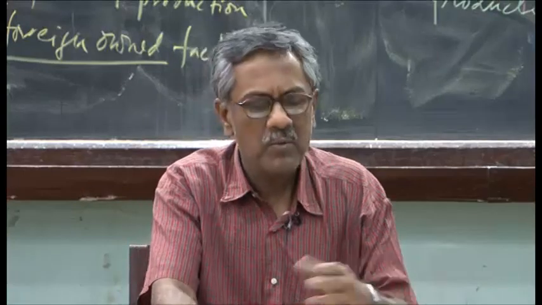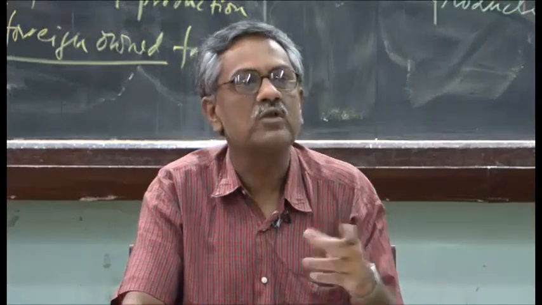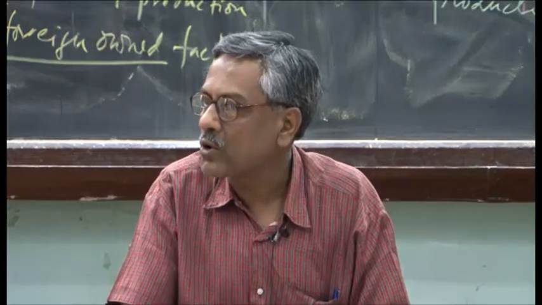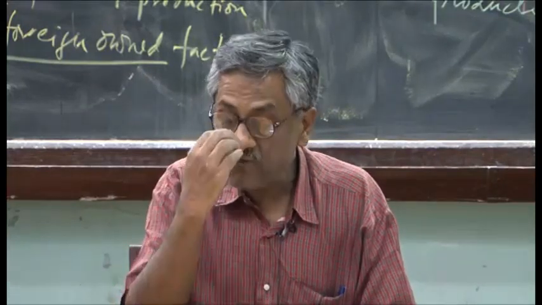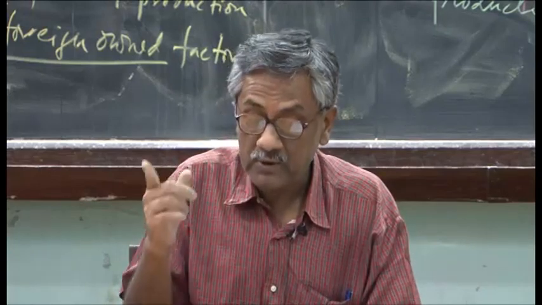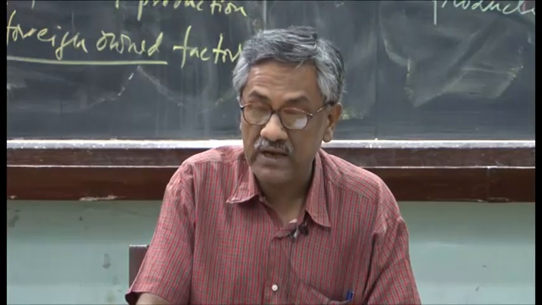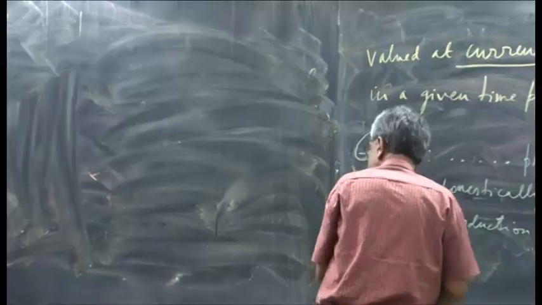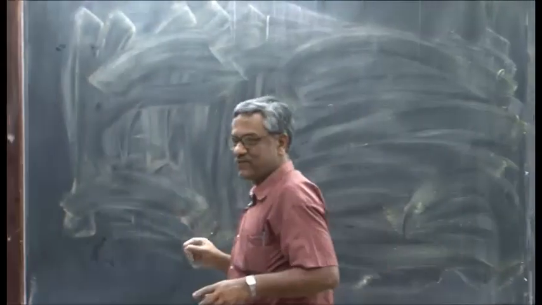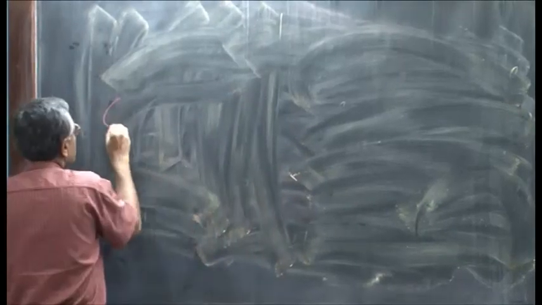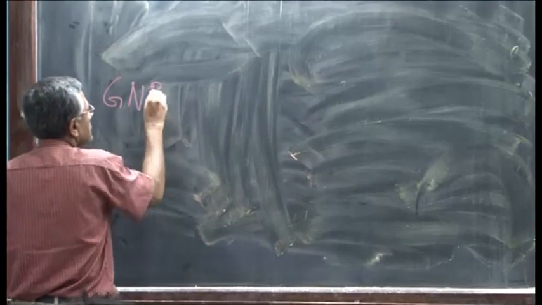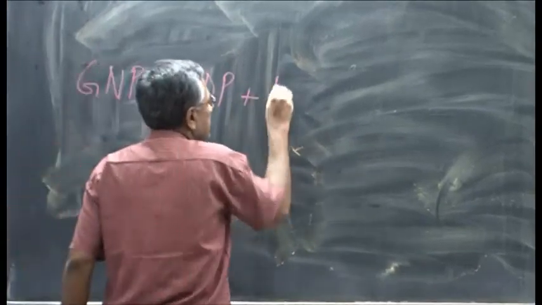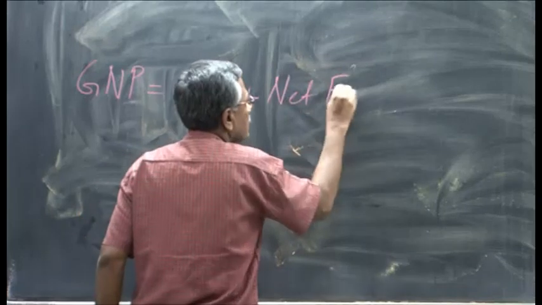Right? There will be errors. Statistical measures always have errors, but the conceptual part is more important. So all final goods are to be taken into account and produced within a country. All right? Okay. What they do, they quickly say this following thing. GNP is equal to GDP plus net factor income from abroad.